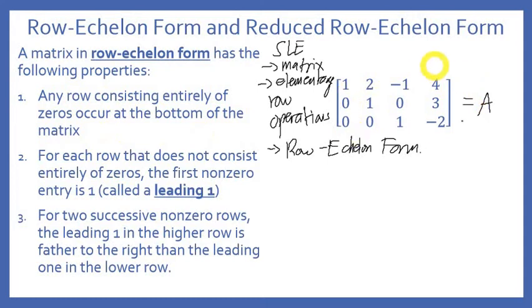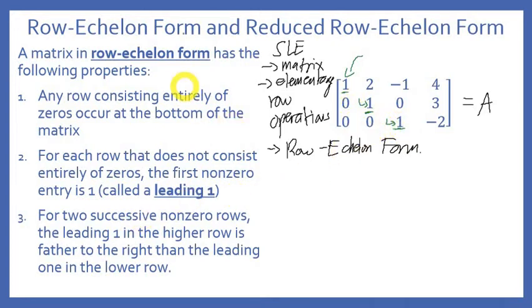So say we have here matrix A. This is the name of the matrix, matrix A. No row is entirely zeros, so we will not have anything here at the bottom, but in case there are, it should be at the bottom. 2. For each row that does not consist entirely of zeros, the first non-zero entry is 1, and we call that the leading one. So as you can see here, the first non-zero entry is 1. Here it's also 1, and here the first non-zero entry, because the rest are zeros, is 1.